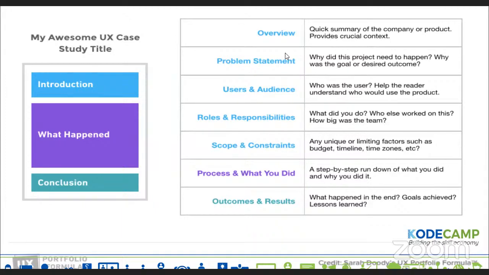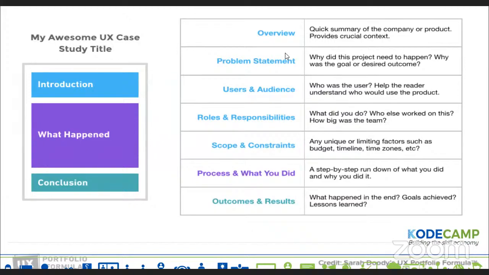We also have the scope and constraints. We have any unique or limiting factors. Maybe it was your budget, your timeline, time zone. Let's say, for instance, I like to be very practical, your client has a different time zone. Let's say your client is someone living outside the country. So what were those challenges? How were you able to communicate, seeing the difference in the time zone and all of that? What was the budget of the whole product? This is where you get to put down all of that.